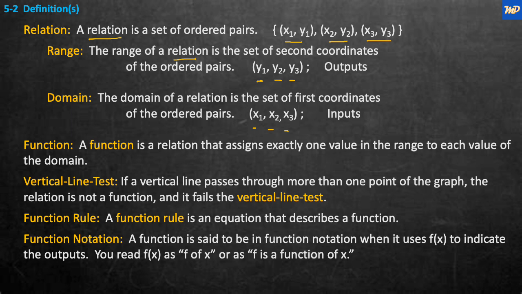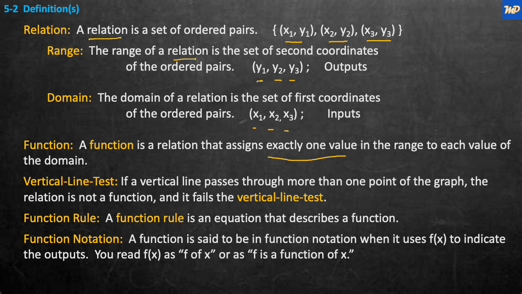Okay, so what is a function? A function is a relation that assigns exactly one value in the range to each value of the domain. So if you have inputs A, B, and C, the outputs can only go to one number or value. They can't go to multiple values. Okay? And how do we know if something's a function? Well, we have a thing called a vertical line test. A vertical line test passes a vertical line, that's what it says here. If a vertical line passes through more than one point on the graph, the relation is not a function, and it fails the vertical line test.